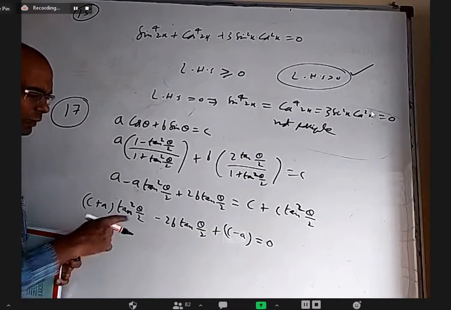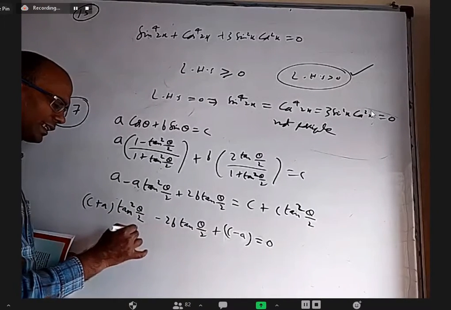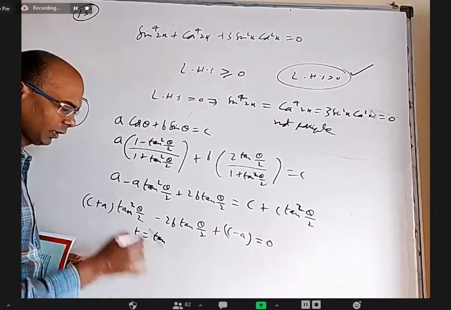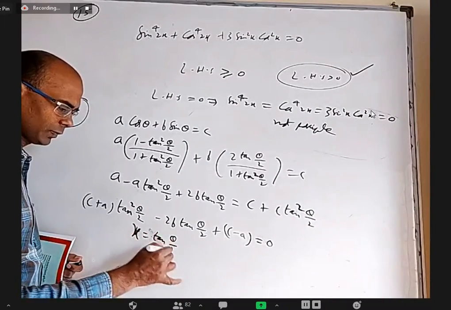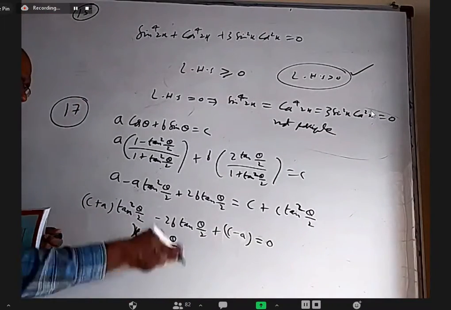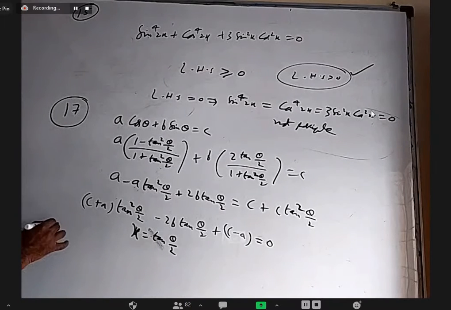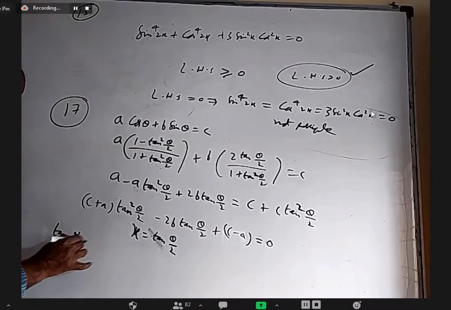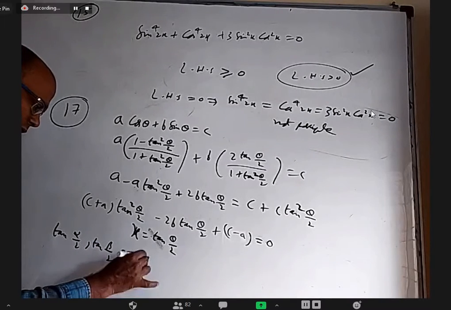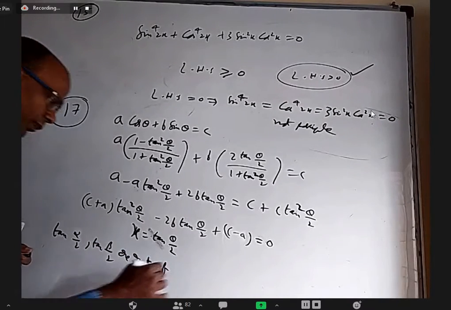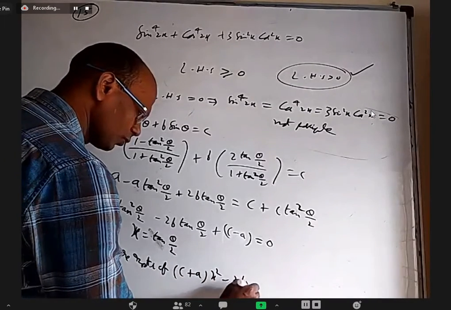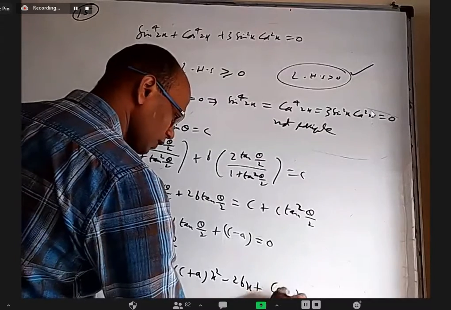Okay, alpha and beta are the roots of this. So I'm going to take t equal to tan theta by 2, or x equal to tan theta by 2. In the place of theta, alpha beta are the solutions, but in the place of x, tan alpha by 2, tan beta by 2 are the solutions. So tan alpha by 2 comma tan beta by 2 are roots of c plus a into x square minus 2bx plus c minus a equal to 0.